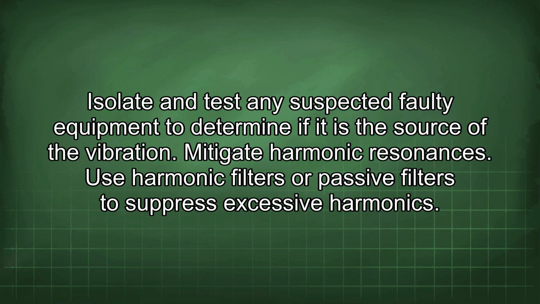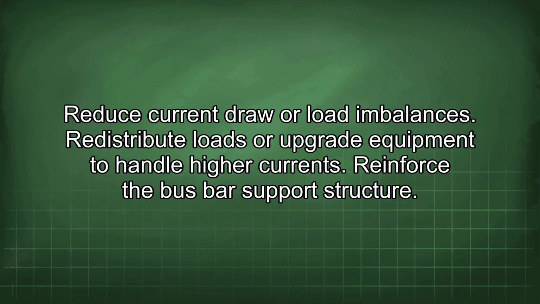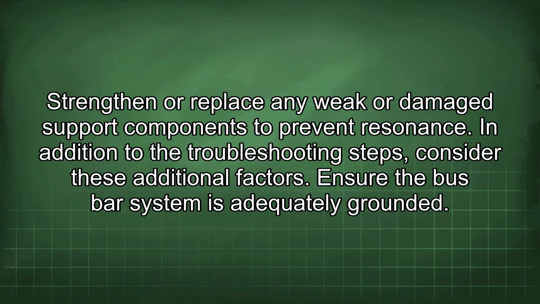Mitigate harmonic resonances. Use harmonic filters or passive filters to suppress excessive harmonics. Reduce current draw or load imbalances. Redistribute loads or upgrade equipment to handle higher currents. Reinforce the bus bar support structure. Strengthen or replace any weak or damaged support components to prevent resonance.